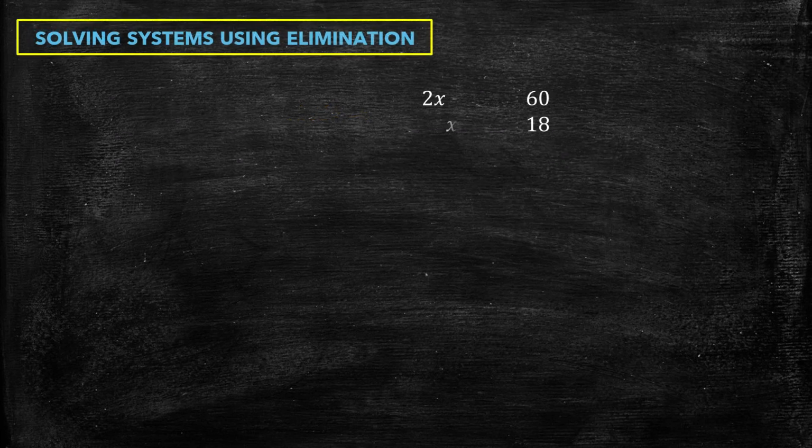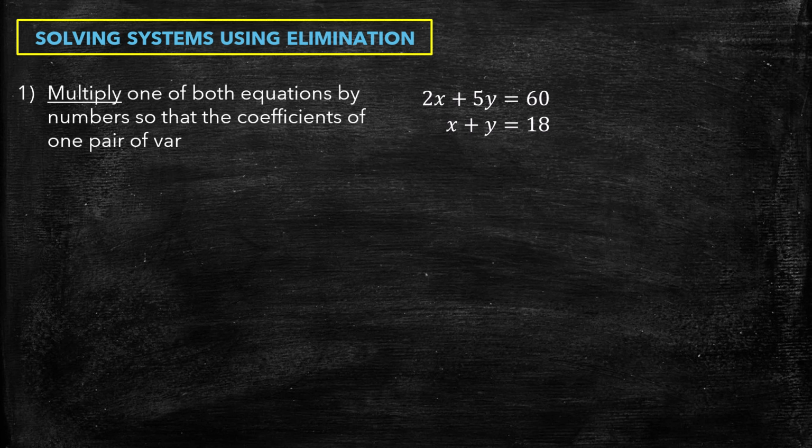So we are going to take a set of equations from the 60-point test scenario and use this to demonstrate solving systems using elimination. So the first step is to multiply one or both equations by usually different numbers so that the coefficients of one pair of variables are opposites. So I'm thinking you could do this with x or y, but I'm going to do this.